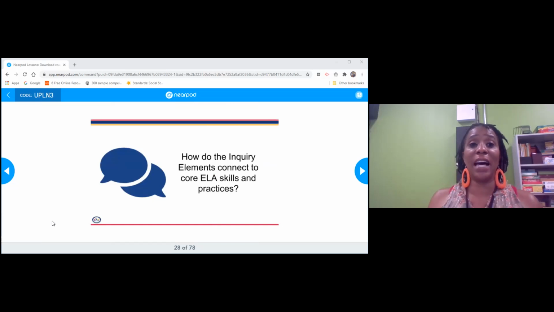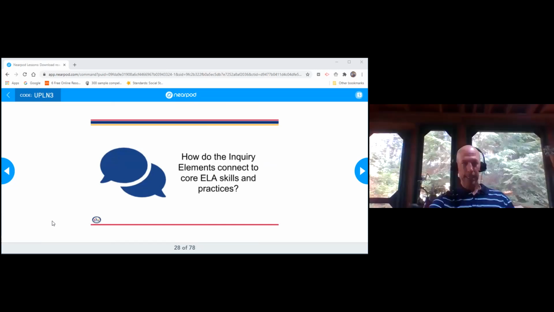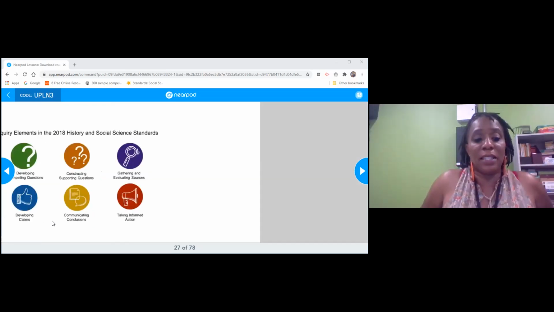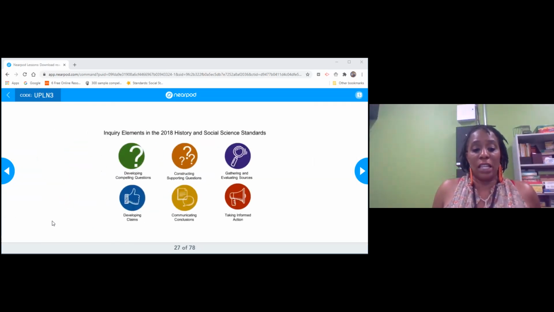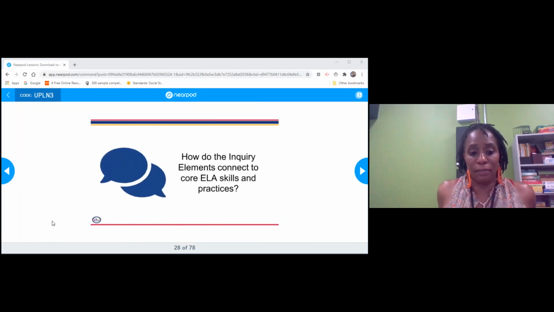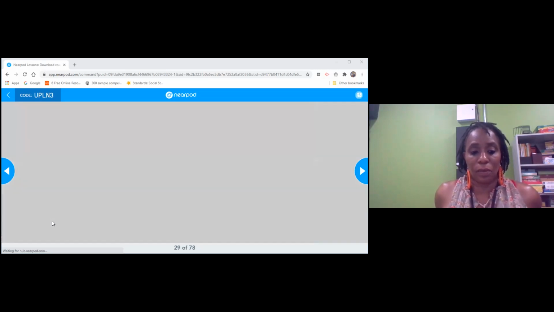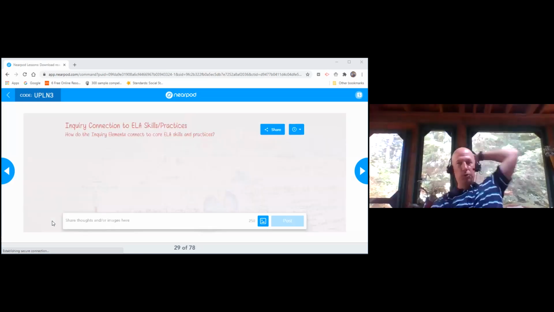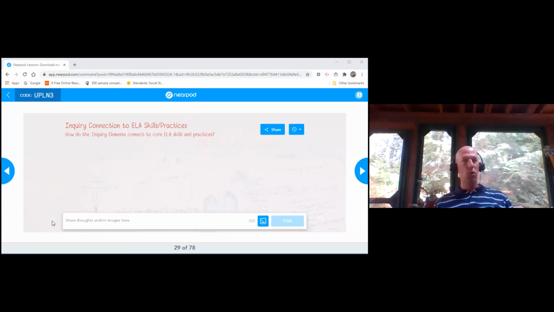So the big question I always have is, how do the inquiry elements connect to ELA? Stephen, if you want to go back, yes. Okay, so you see all those elements. How do they connect to ELA? So think about it. Let's go right to the collaborative board. Think about how those things all connect to ELA, and the more connections we can get students to make across content areas, the better.